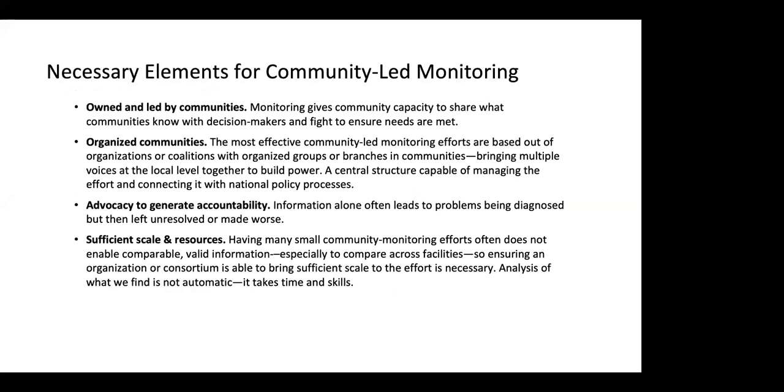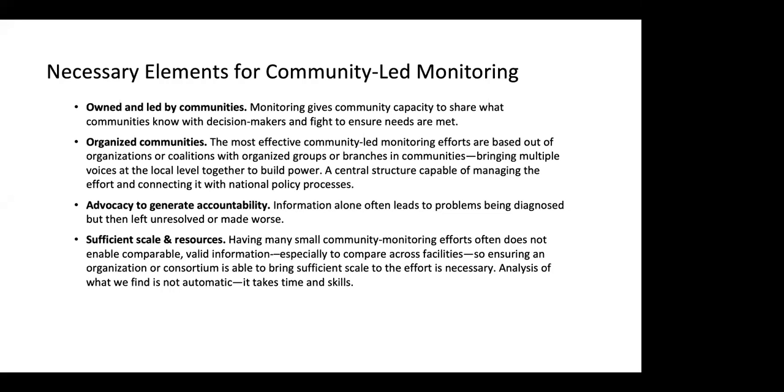Three quick points. Necessary for community-led monitoring to be effective is that it's owned and led by communities. That is the most fundamental idea here, that it is not a research endeavor by a university, despite me sitting at a university. That's not the goal. The goal is that it's owned and led by communities. And that means they're designing it, they're setting up what kinds of information they want to gather that matters for them, and they're owning the whole system. They're not just inputting into somebody else's system.